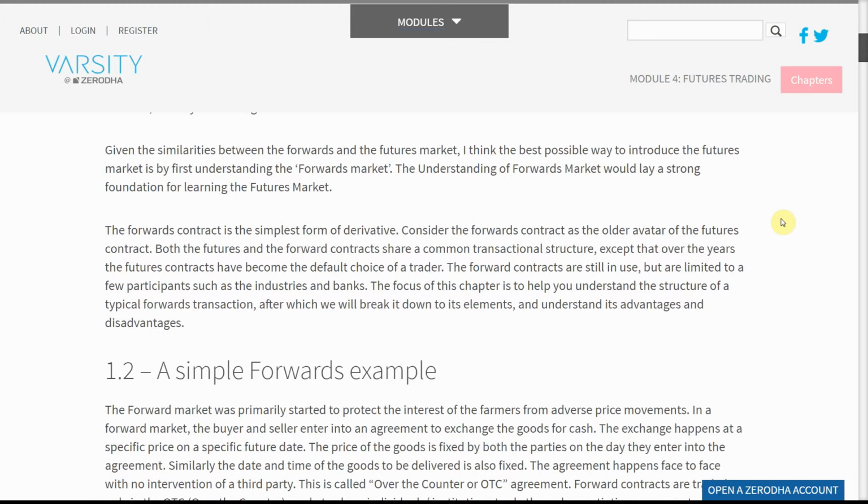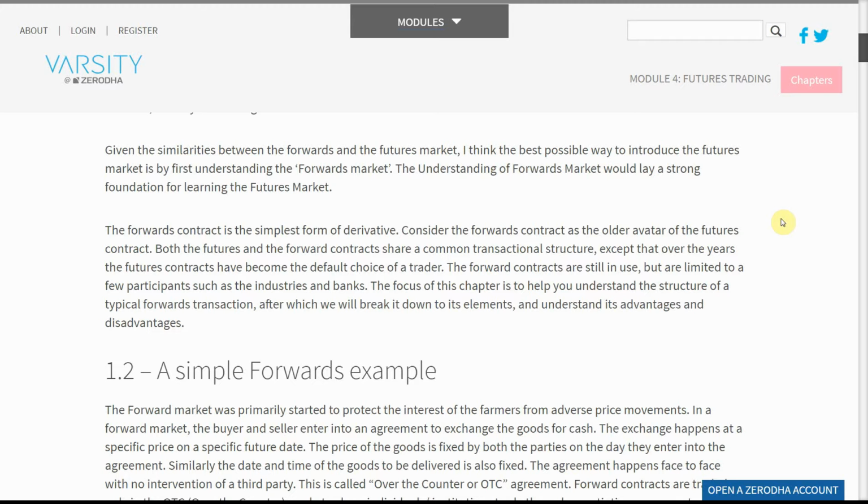Given the similarities between the forwards and the futures market, I think the best possible way to introduce the futures market is by first understanding the forwards market. The understanding of the forwards market would lay a strong foundation for learning the futures market. The forwards contract is the simplest form of derivative. Consider the forwards contract as the older avatar of the futures contract.